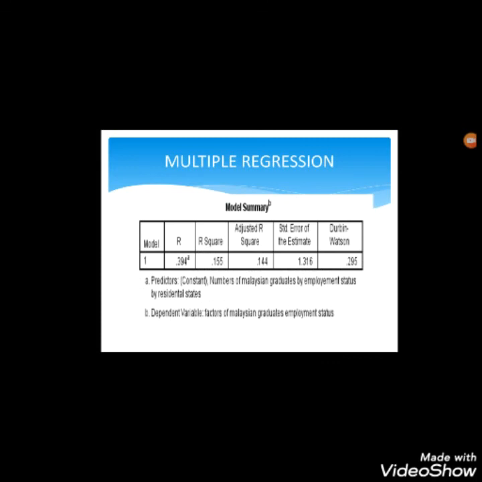Next is multiple regression. For the multiple regression, let's look at the model summary, where the R square value is 0.155, which means 15.5% of the variation in months can be explained by the employment status.